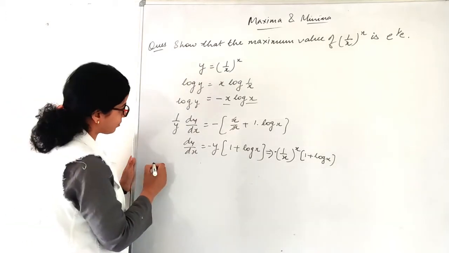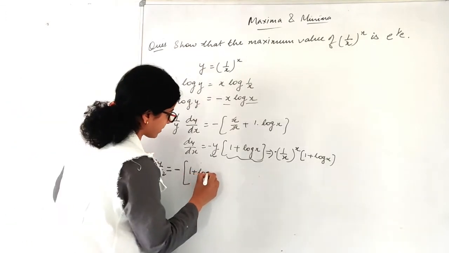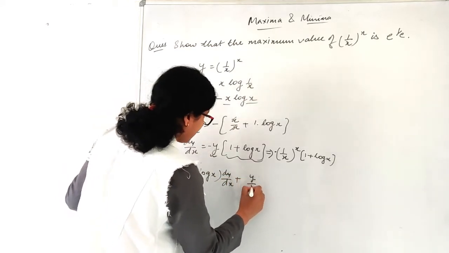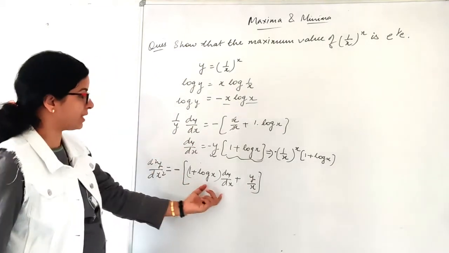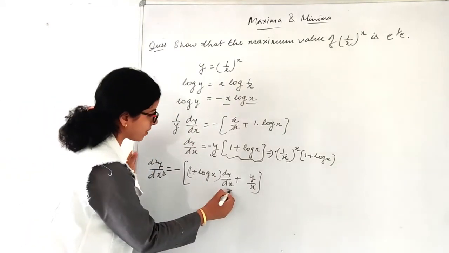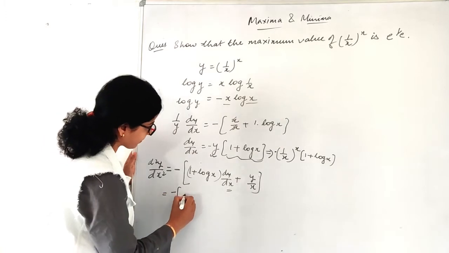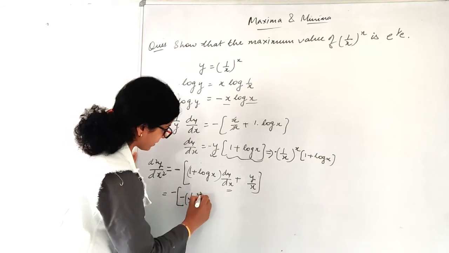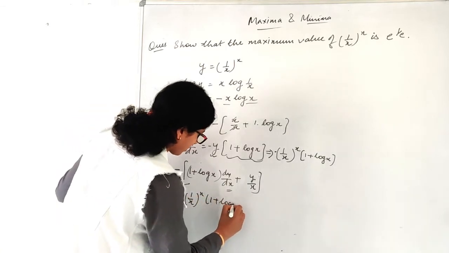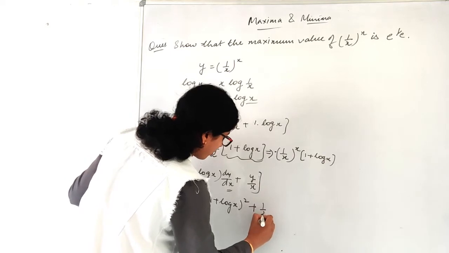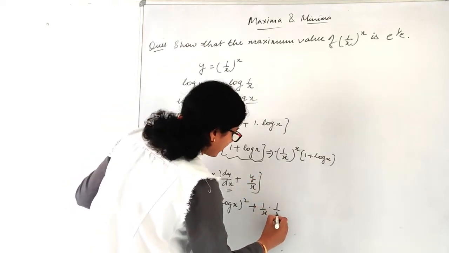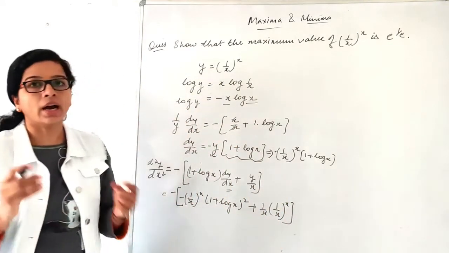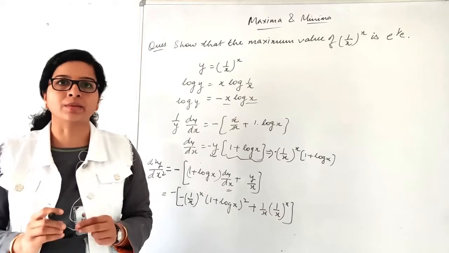So here itself I will do the double differentiation. 1 plus log x as it is will copy, dy by dx plus y by x, right? This is the double derivative of this function. I will substitute the value of dy by dx over here. So minus (1 by x to the power x) into (1 plus log x) whole square, and the value of y is 1 by x to the power x. So this is my d2y by dx2. Now I have to find the point of maxima or minima.